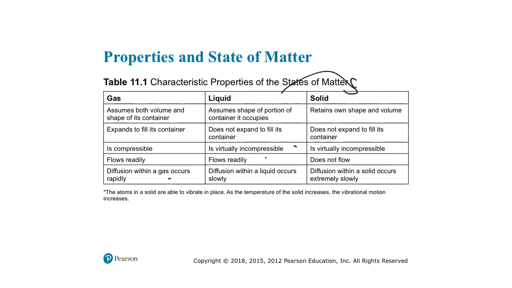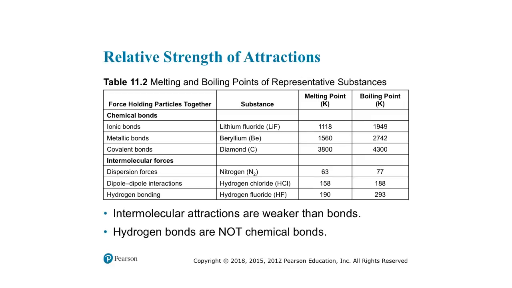The property that ice floats on water is a good reason why it has a difference in its compressibility. But, of course, solids don't flow, and diffusion of solids is very, very slow. So, the relative strengths of attraction by different types of bonding types. Let's take a look at these.